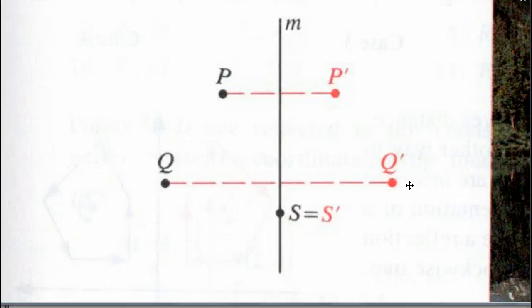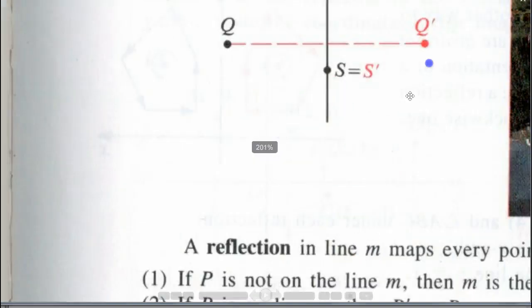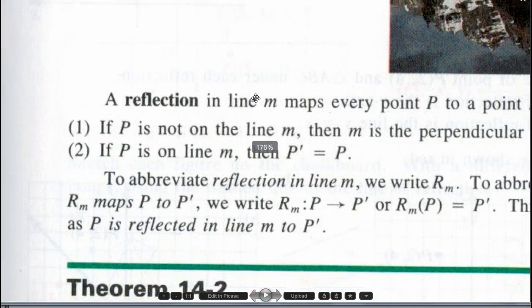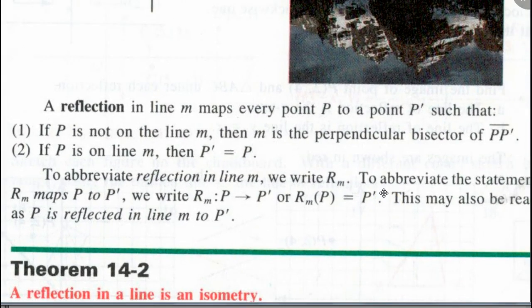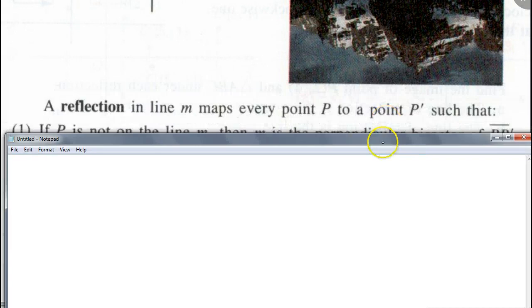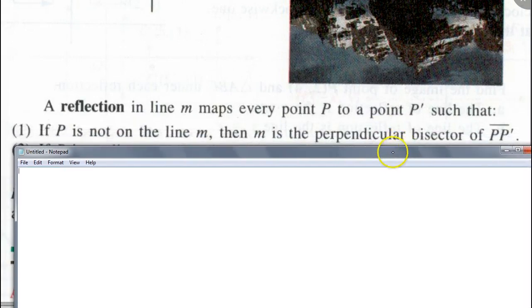What about the case where the point is on this line? Is M a perpendicular bisector? Can you say that? Is M a perpendicular bisector of a point? Not really. So we don't say that. But if the point is not on this line of reflection, then M must be the perpendicular bisector of these segments. Does that make sense? Yeah. So this is how we define it formally. Here's a reflection. Write this down. So you've got to have two cases: where the point is on the line of reflection or not on the line of reflection.